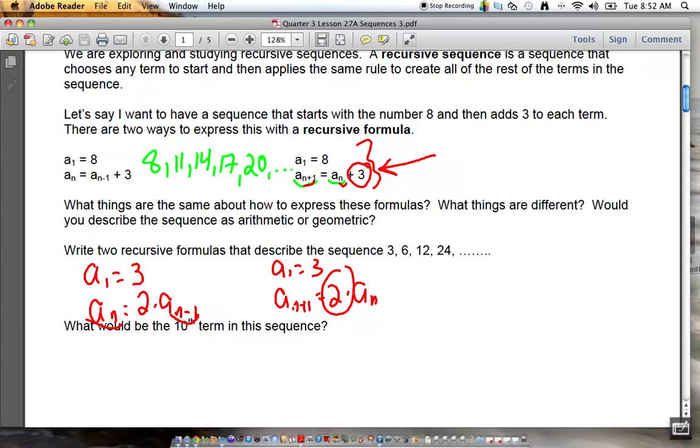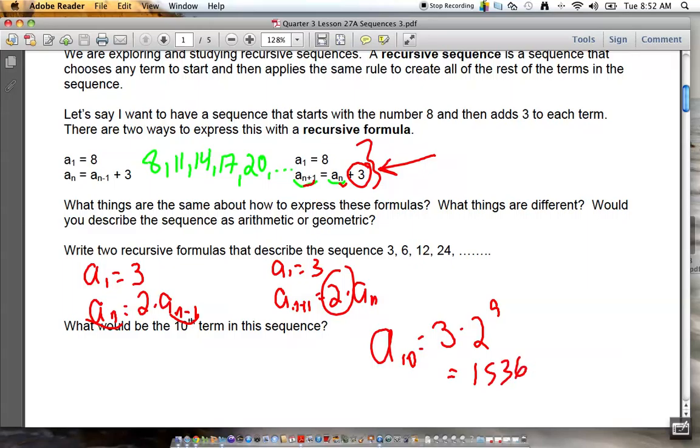This is where you want to use that explicit formula. A sub n equals the first term, and then you're going to go times the ratio to the n minus 1. This is the one that's like number 4 on your quiz. A sub n equals the first term, which is 3, times, what's the common ratio? 2. To the n minus 1, which would be 9. 2 to the 9th is 512, times 3 is 1536. Okay?